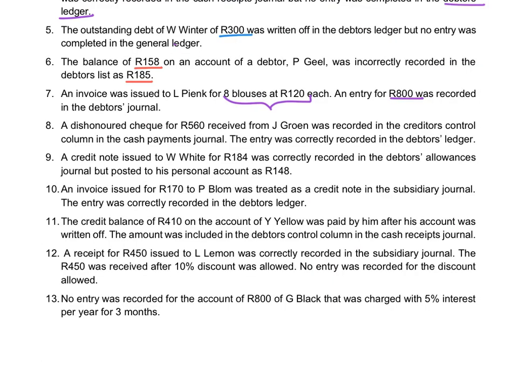A dishonored check of 560 received from J. Groen was recorded in the creditors control column in the cash payments journal. A dishonored check should be recorded in the debtors control column in the cash payments journal because we have to increase the amount in the debtors control. If a check was dishonored, the debtor owes the money to the business again. The entry was correctly recorded in the debtors ledger, so there's no mistake in the individual account. This mistake will only be recorded in the control account.